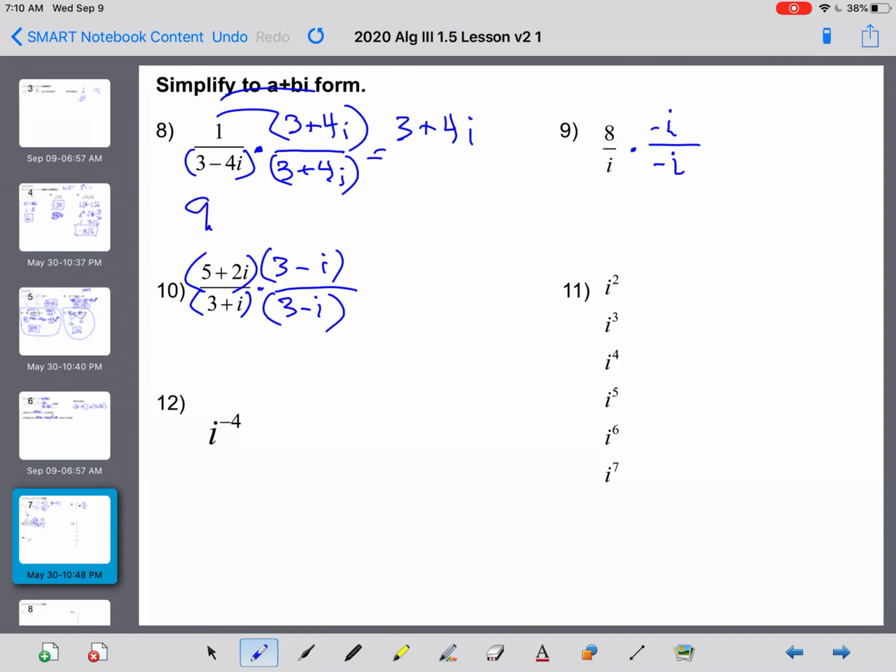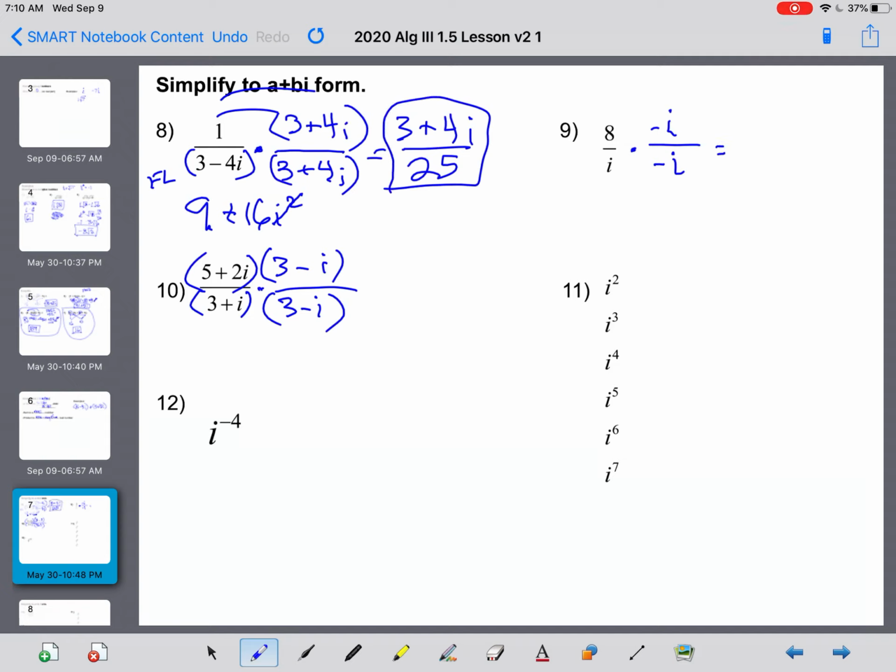Remember, I only have to do FL. So first times first is 9. Last times last is a negative 16i squared. But again, that i squared cancels and becomes positive. So I get this, and this is an okay answer. I can live with that.